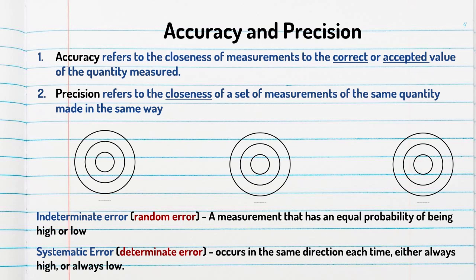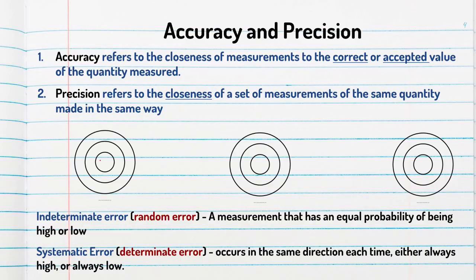So, accuracy and precision. Accuracy refers to the closeness of measurements to the correct or accepted value of the quantity measured, while precision refers to the closeness of a set of numbers or measurements of the same quantity made in the same way.